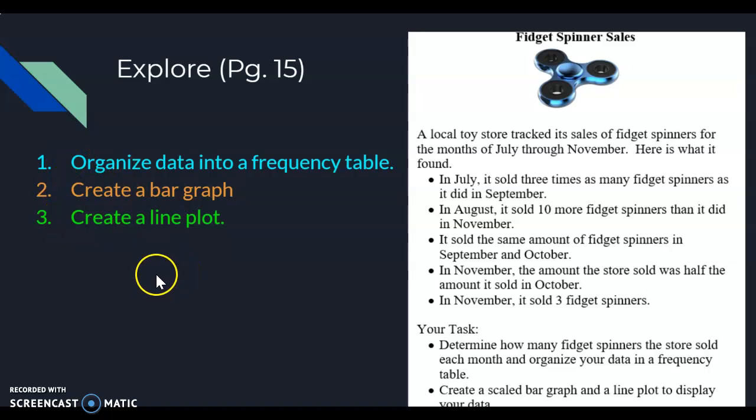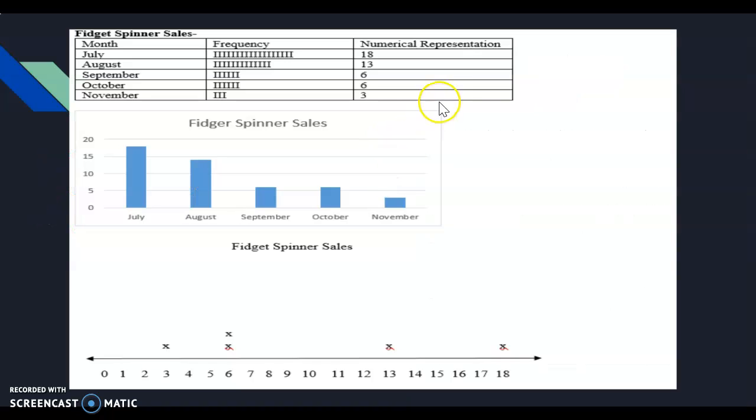So we're going to pause and give you an opportunity to figure the rest of these out, and then put the data inside a frequency table, a bar graph, and a line plot. So you've had an opportunity to complete these tasks. My next slide is going to show you what yours should look like, or very similar to it.